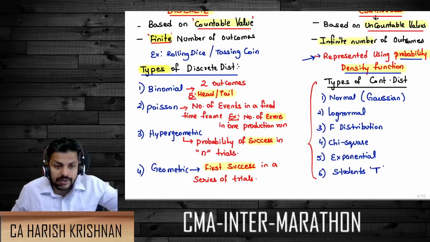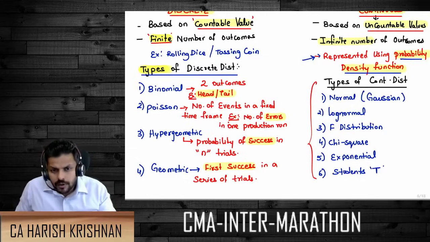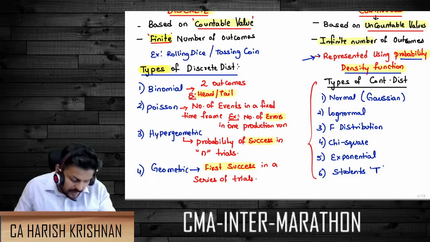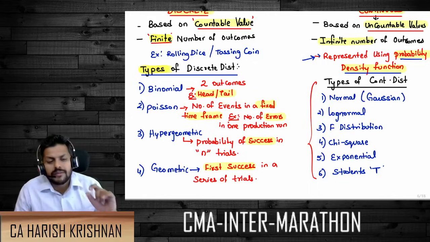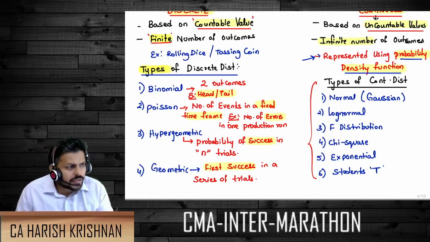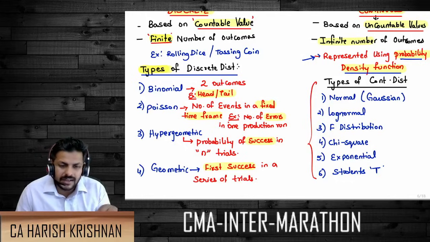But when you see the other side, binomial, probably two outcomes. Poisson, no matter what it is, is the number of events that occur in a fixed time frame. Fixed time frame means in 1 hour how many things can go wrong, in 1 day how many go wrong, like that. Then hypergeometric, probability of success in n trials. So if I try it 10 times, how many successes would happen, if you measure that, that is called hypergeometric.